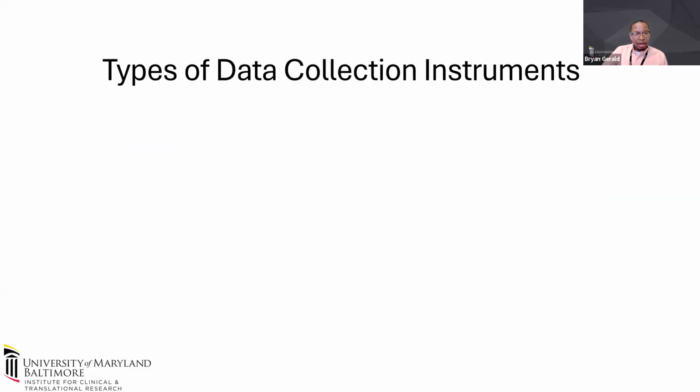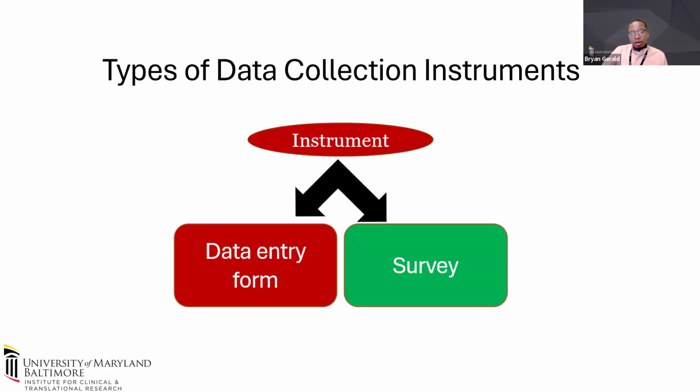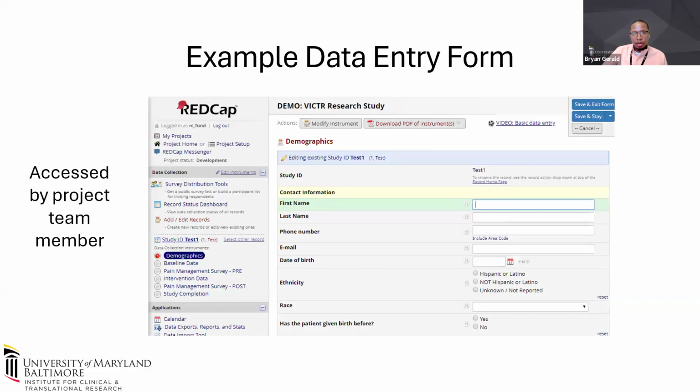So now we can move on to the types of data collection instruments. An instrument in REDCap can be one of two: a data entry form or a survey. The main difference between the two is who is actually entering the data. So this is an example of a data entry form. It resembles that same form you just saw two slides ago, the demographics.